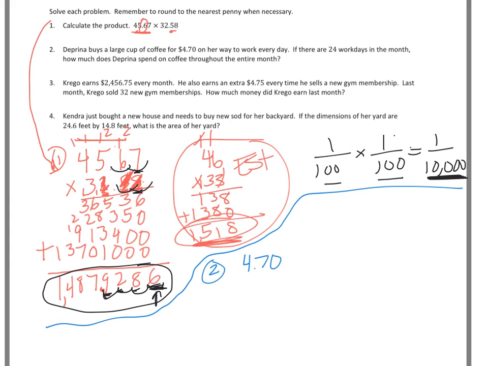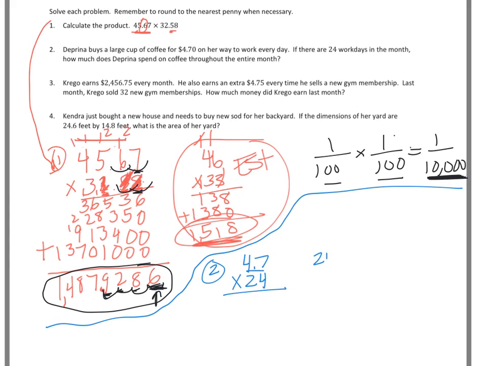So $4.70. I know that with this, I don't necessarily have to have the 0 on there, but I know that I do when I put it back into money form. And I know that I'm multiplying it by 24 work days because she spends this amount every day for 24 days. Now, to help me out quick, I'll round this.